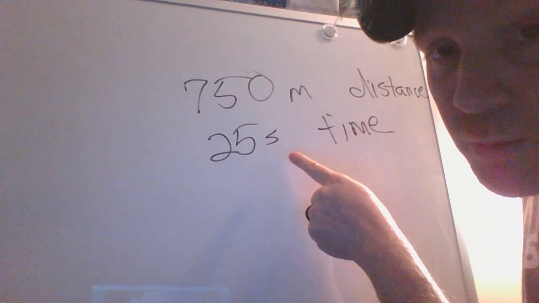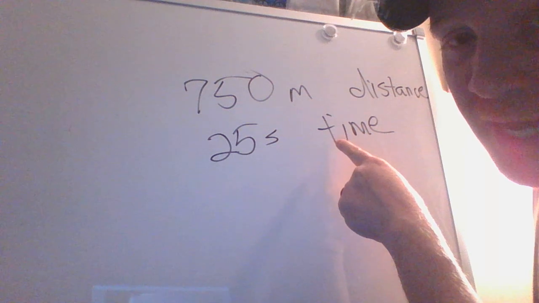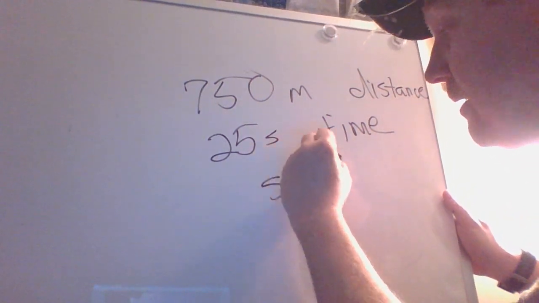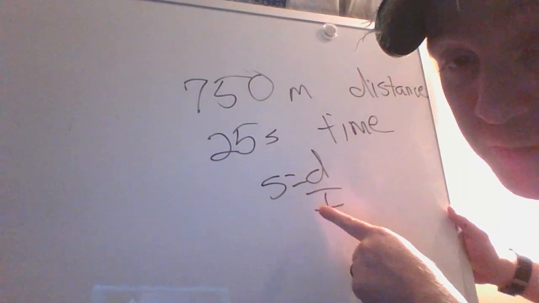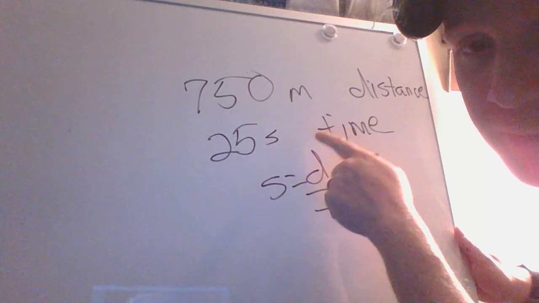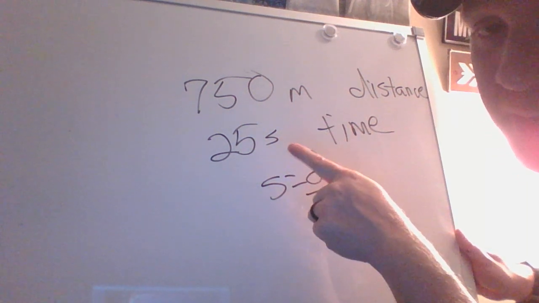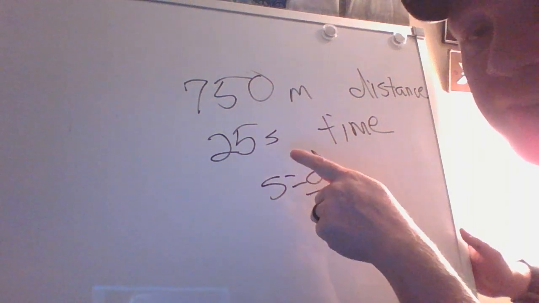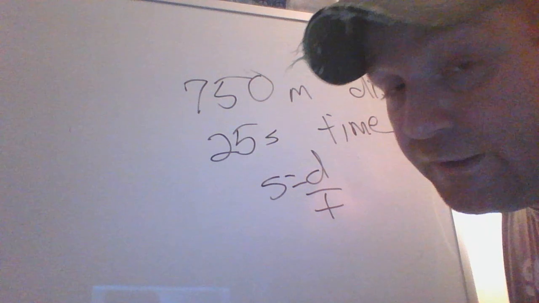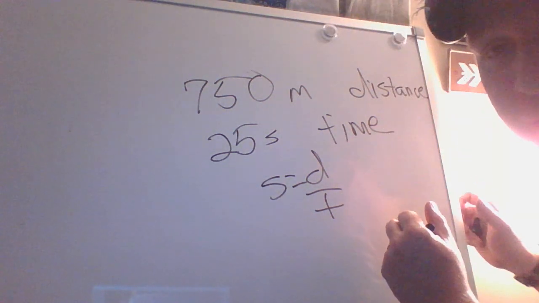What have they given you in this problem? They've given you the distance and they've given you the time. Since average speed equals distance over time, we're simply going to divide the two. Distance, 750 meters, divided by time, 25 seconds. 750 divided by 25. I'm cheating here because it's right in the book. The answer is going to be 30.